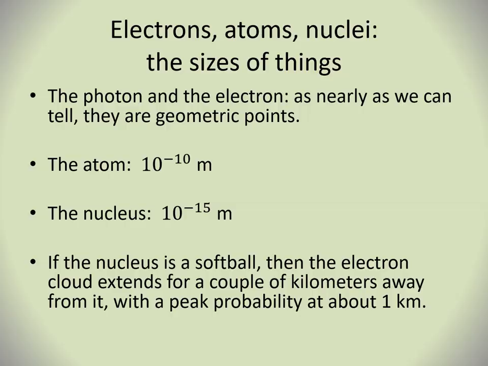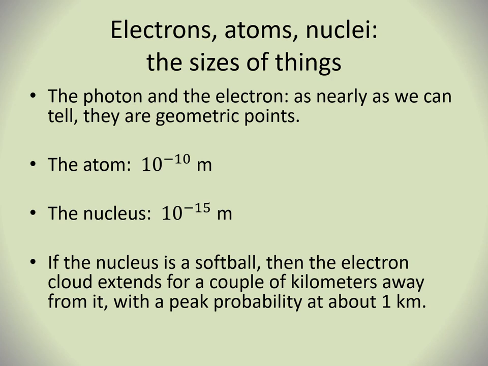Okay, well, looking ahead a little bit, we need to know some sizes here so we have a feel for what's going on. Electrons, atoms, and nuclei are about this size. The atom is about 10 to the minus 10 meters across. That's sort of the smallest one, and then they go up from there. Start with hydrogen and go up the periodic table. The atoms get fatter a little bit as you go up. The nucleus is a whole lot smaller, 10 to the minus 15 meters.